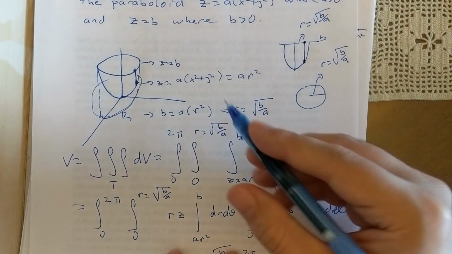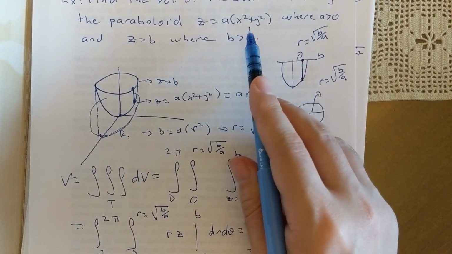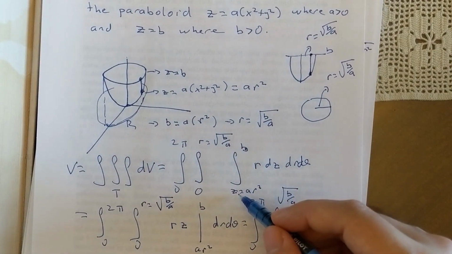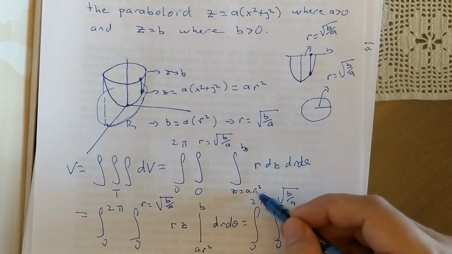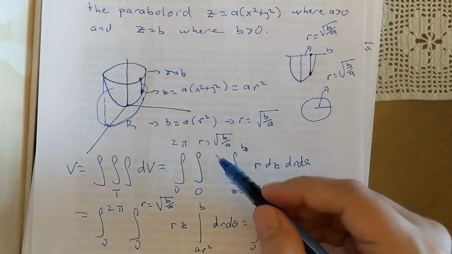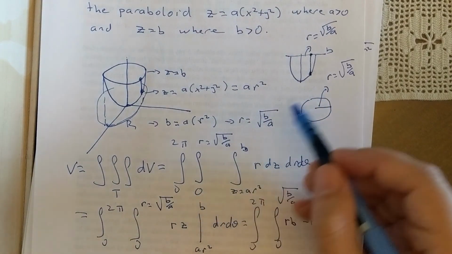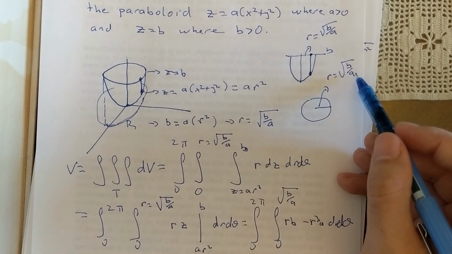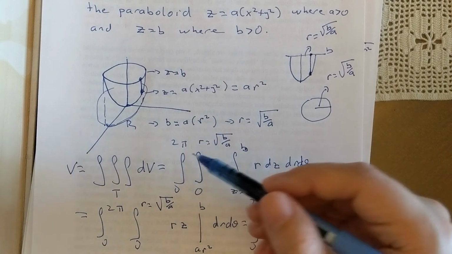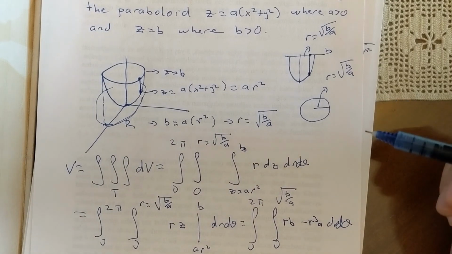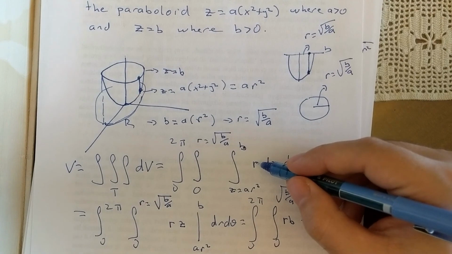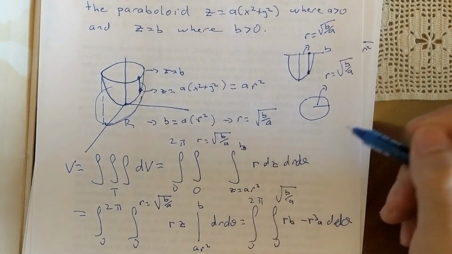What was the paraboloid? The paraboloid was a times (x squared plus y squared), but x squared plus y squared in polar coordinates was r squared. So it's going to go from the paraboloid z equals a r squared all the way up to z equals b. And we said the radius is going to be from 0 to r equals the square root of b over a. And of course, you're going to go all around, so theta goes from 0 to 2 pi. Inside the integral, dV turns into r dz dr d theta.